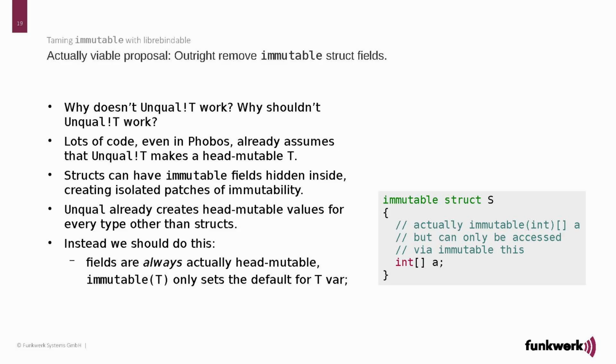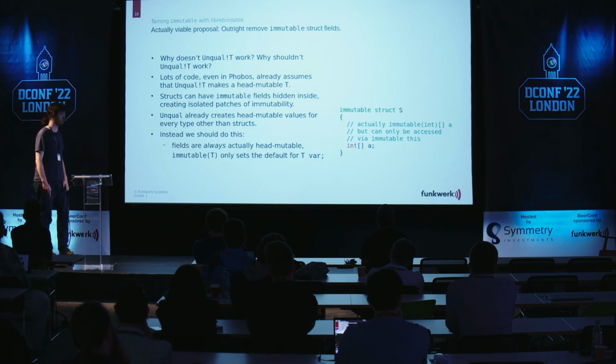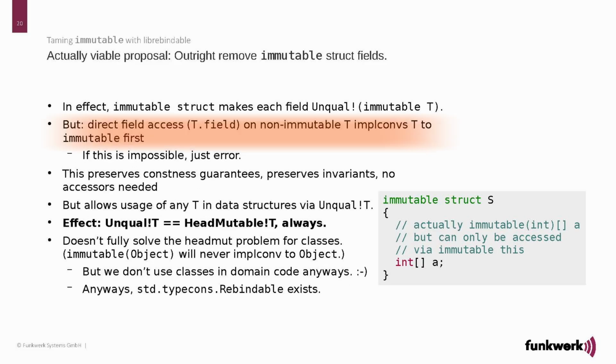So why don't we do a halfway solution? The halfway solution is we just make fields mutable again by default, even in a mutable struct. We do what we do currently, which is we just say immutable sets the default qualifier for the struct S. And so if you call Unqual on immutable struct S, you get a mutable struct S back out. But on any access to a field that is not a read access, you just have to implicitly cast it to an immutable struct first. And any method call, you have to implicitly cast it to an immutable struct first.